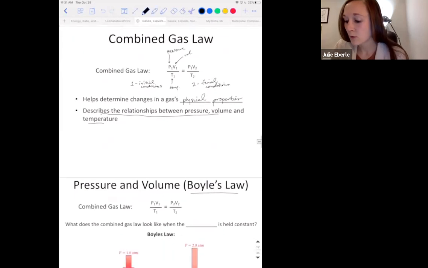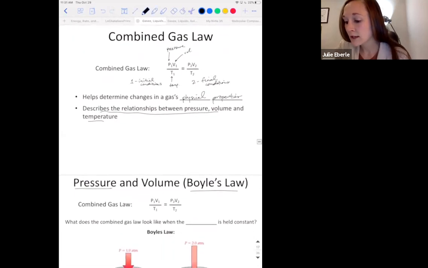Boyle's law. What is Boyle's law? Well, it is a relationship only considering pressure and volume. We're leaving temperature out of it.